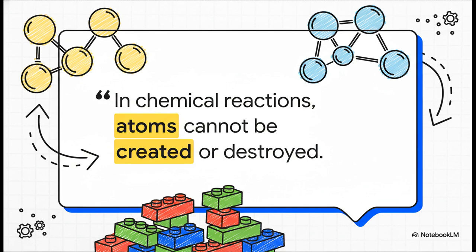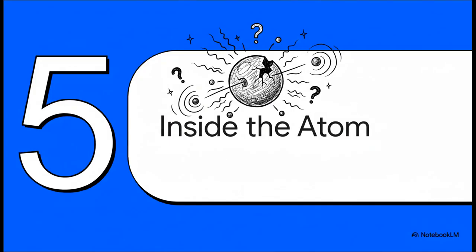Dalton's theory was revolutionary. It basically said that atoms are fundamental. They can't be created or destroyed, only rearranged. The best way to think of it is, like, they're the ultimate Lego bricks of the universe. You can build anything with them, but you can't break the bricks themselves. All right, our final section, inside the atom.